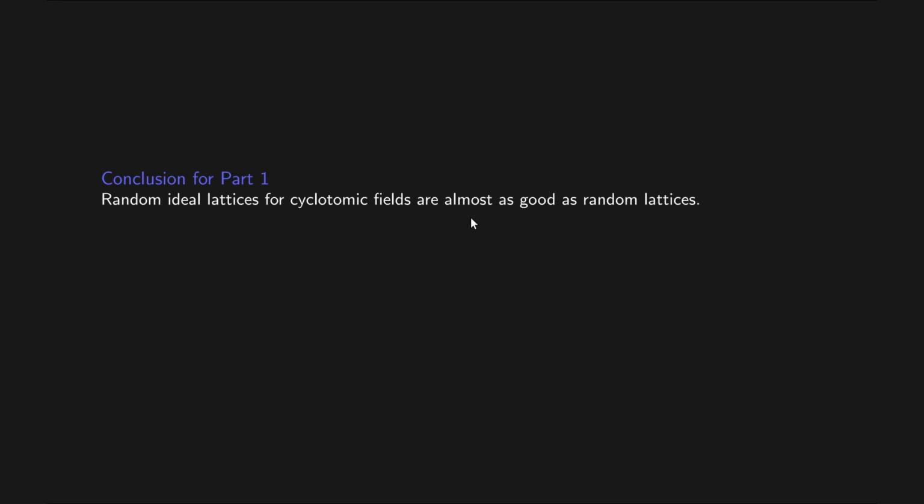And so the conclusion of this first part is that random ideal lattices for cyclotomic fields are almost as good as random lattices. We have this collection of finite tori which sit inside of our space of random lattices, and they distribute in this space uniformly enough so that, as we count the number of lattice points in a ball, we get not the same result, but a very similar result.